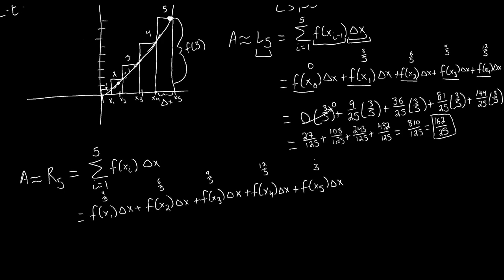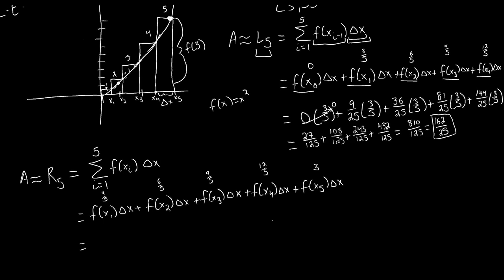So now what we're going to do is, again, using the fact that our function is x squared, square each of these x terms to find our function's value at those points, multiply them by delta x, and then add those products together to give us the area of the rectangles we drew in our picture to approximate the area underneath our curve.